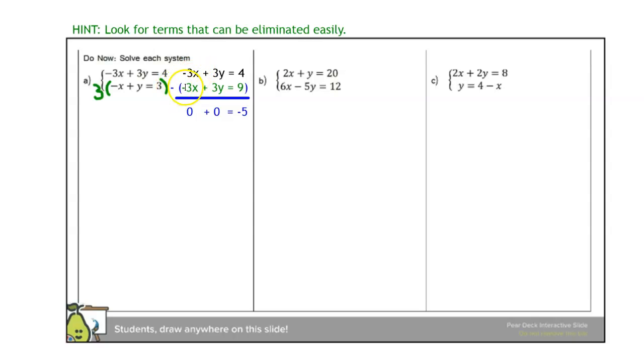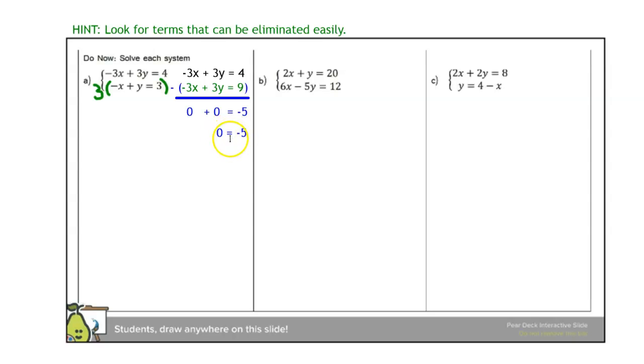Negative 3x minus negative 3x. If you put negative 3 minus negative 3 in your calculator, you'll get 0. Same thing with 3y minus 3y. That gives you another 0. And then 4 minus 9 is negative 5. My next step in this equation is to simplify, and here's what I get.